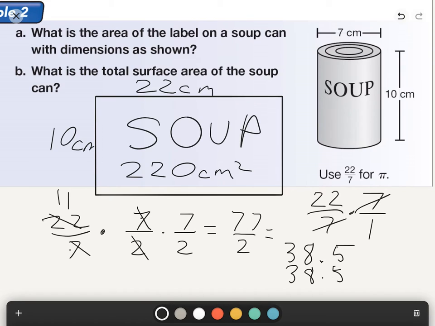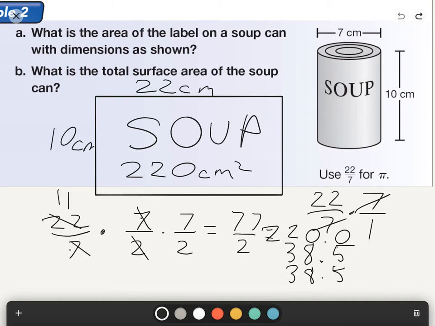what the book does is, spoilers, they have you add this up like that, right? Because it is 220 square centimeters plus the 38.5 at the top and the 38.5 at the bottom, right? So we do get that.